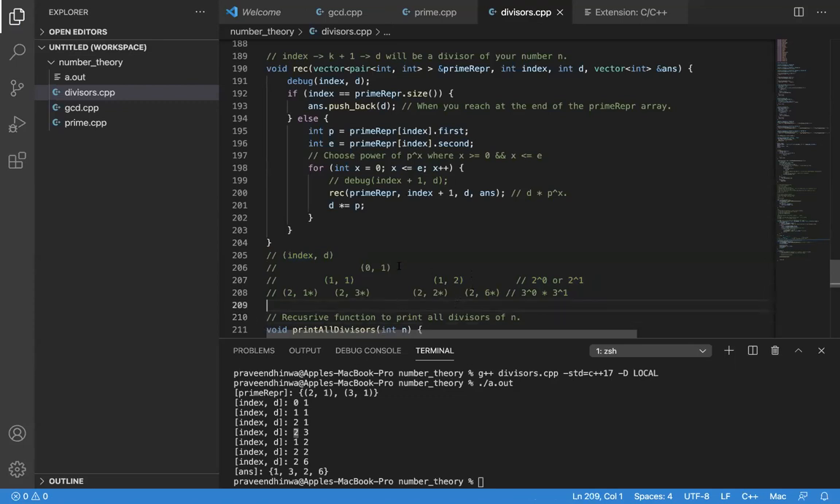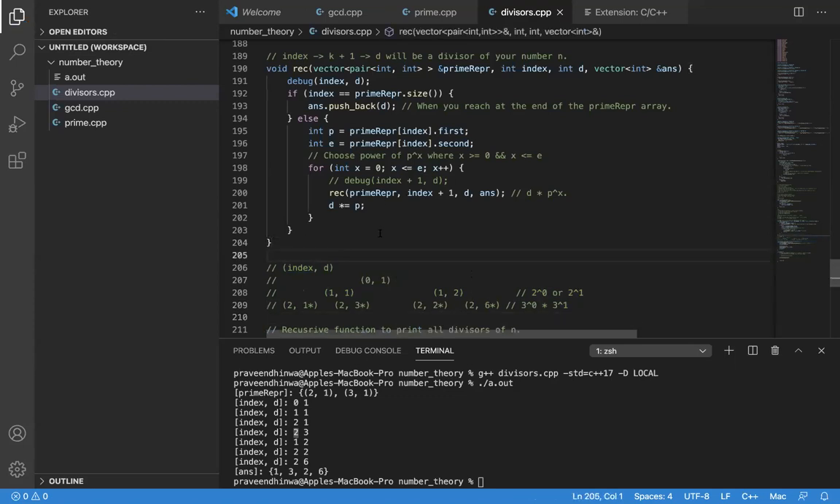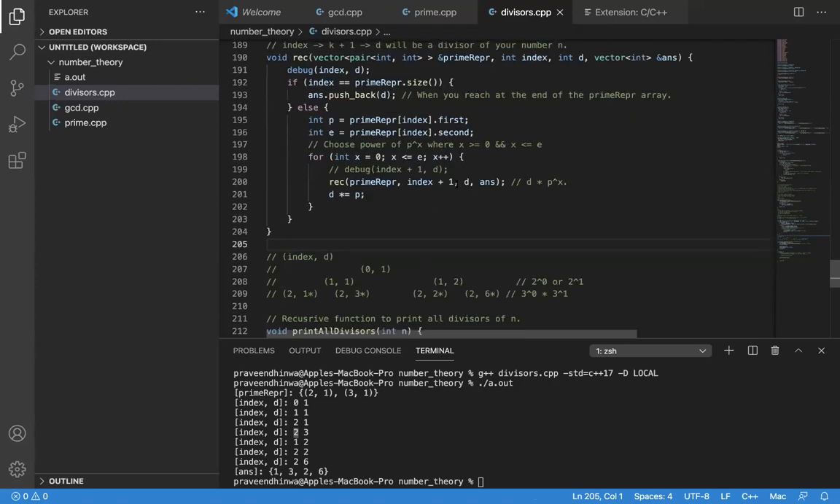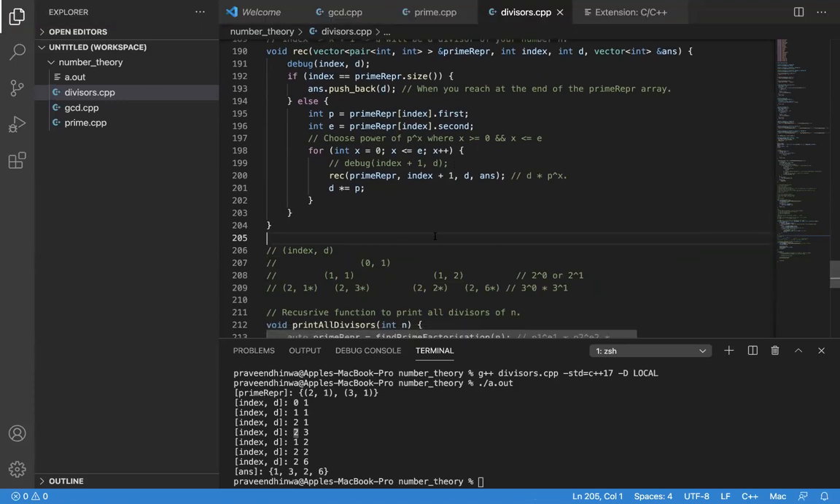It's very difficult to explain recursion without a debugger. I don't have a debugger set up in this. Otherwise, I would have shown in the debugger how it is working. But at least you can get an idea of what is happening at each level.